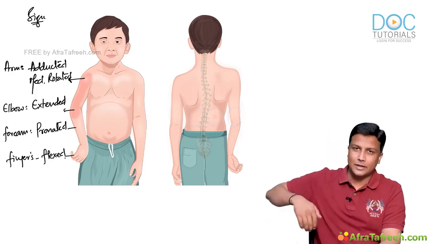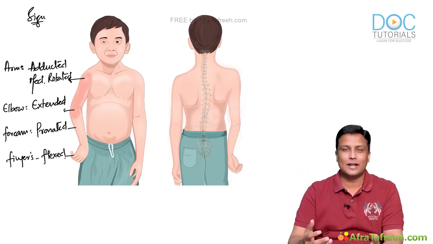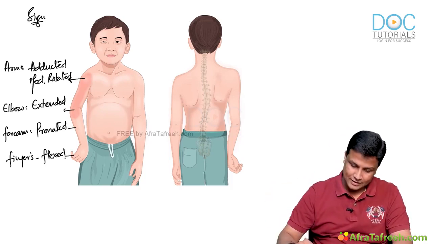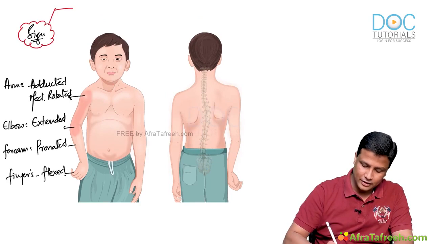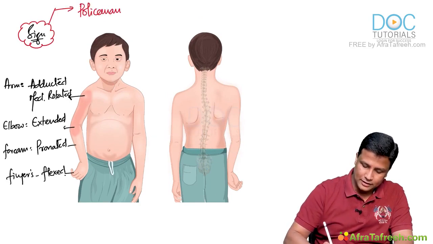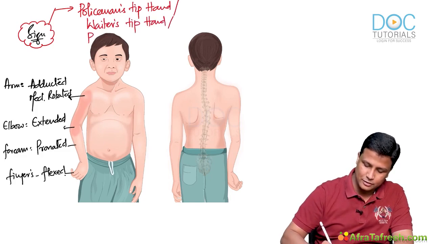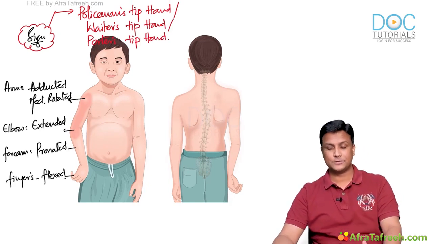And overall, it is giving the appearance of a policeman's tip hand, as though the policeman is taking a tip. It is also known as the waiter's tip hand. Sometimes the waiters will also come and take the tip from behind. And it is also known as the porter's tip hand. So basically, what is the sign of Erb's paralysis? I'm just writing here. It is the policeman's tip hand, or else it is also known as the waiter's tip hand, or else remember one more name, it is also known as the porter's tip hand. That is a sign by which you will be able to identify Erb's paralysis in clinical conditions.